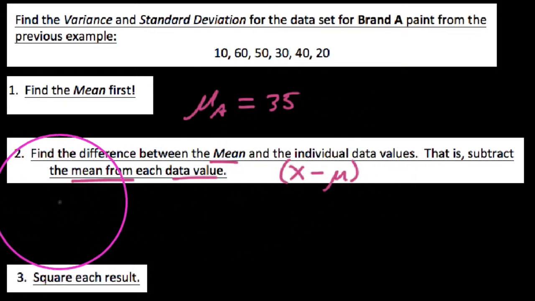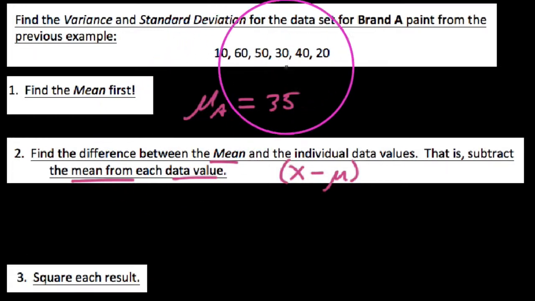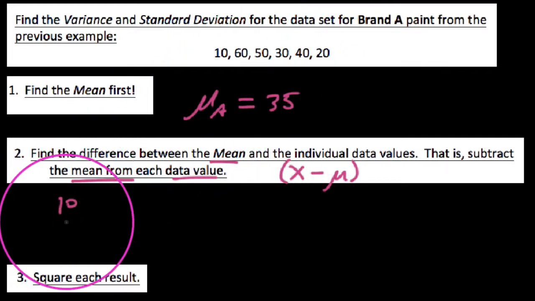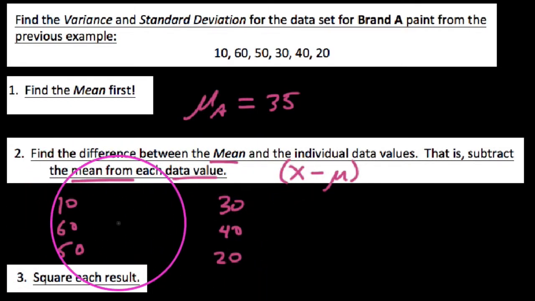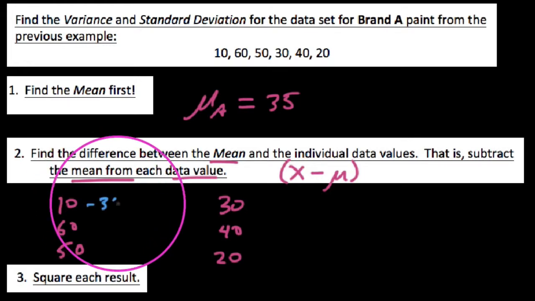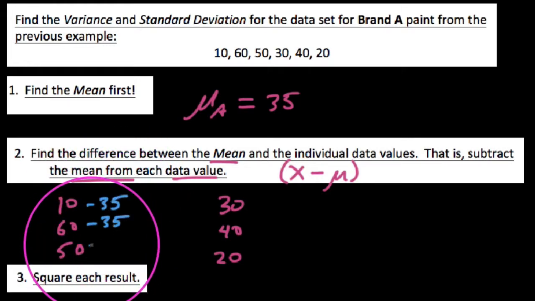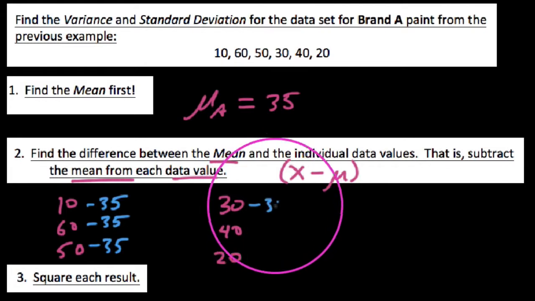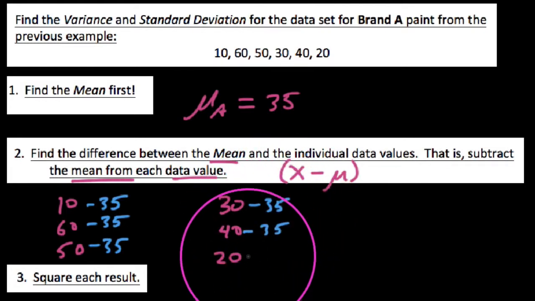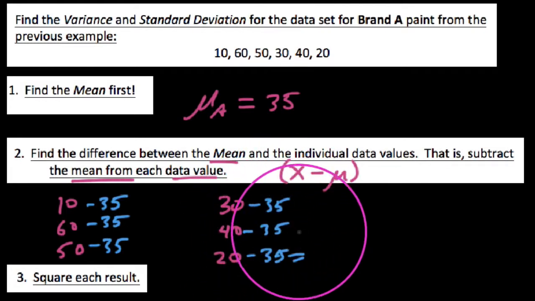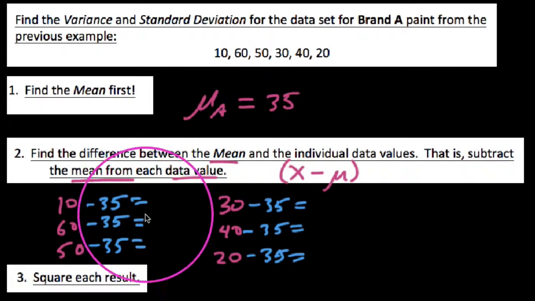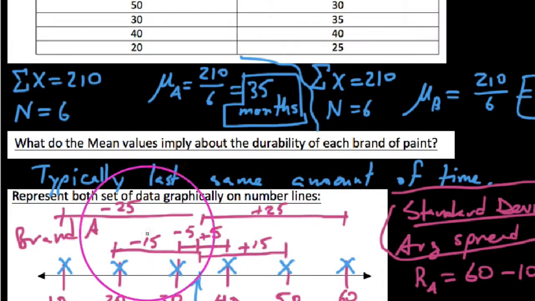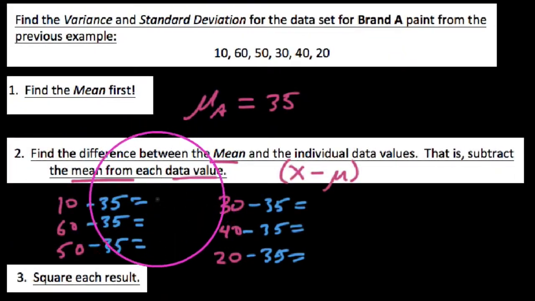So we have our data points here. I have my 10, 60, 50, 30, 40, and 20. What we're going to do is say 10, 60, 50, 30, 40, and 20, and from each of these, we are going to take off the value of the mean. So minus 35, minus 35, minus 35, minus 35, minus 35, minus 35. And what this is doing is giving us all of those distances that we just validated visually on that other page. That is, these distances right here. And we're just finding them numerically, okay?